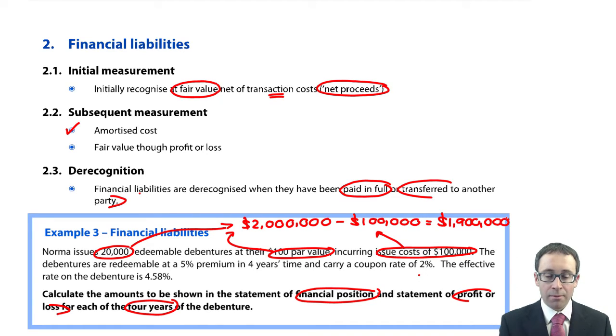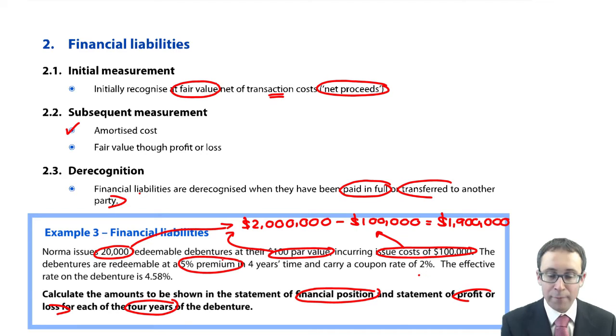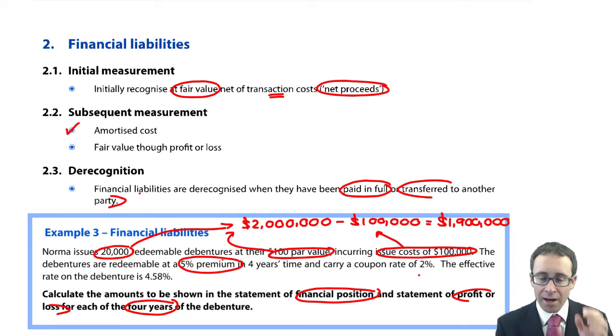The debentures are redeemable at a premium of 5%, so 5% above par value. 5% of 2 million is 100,000.